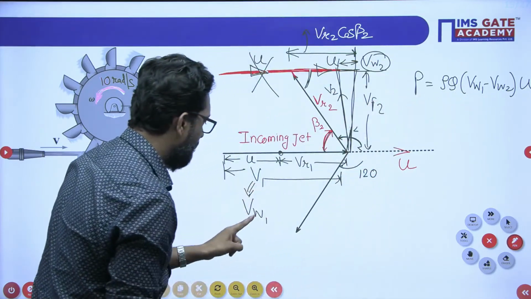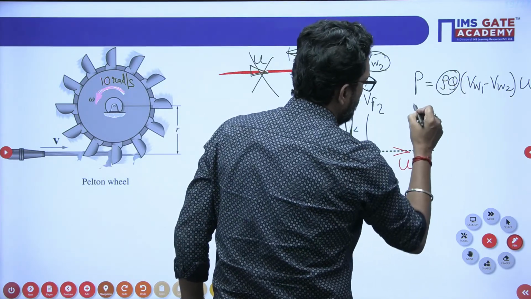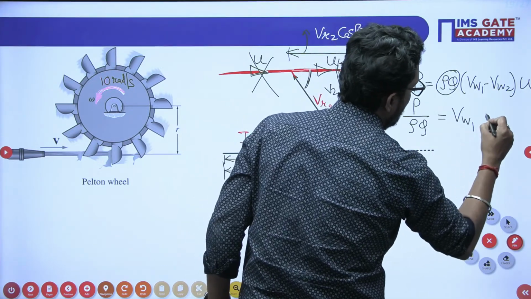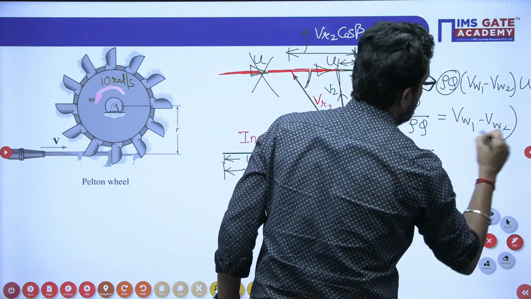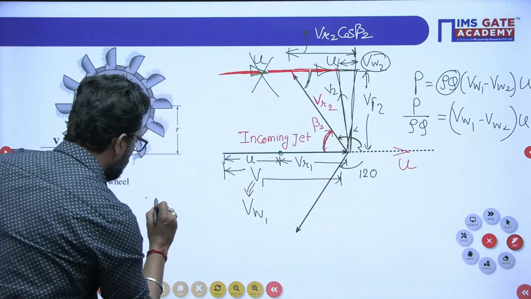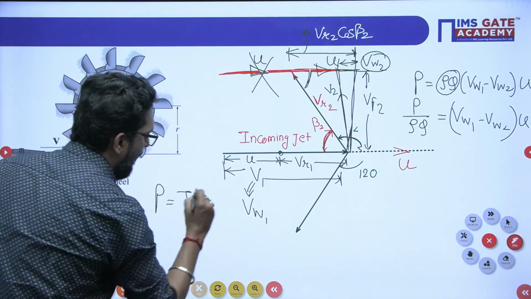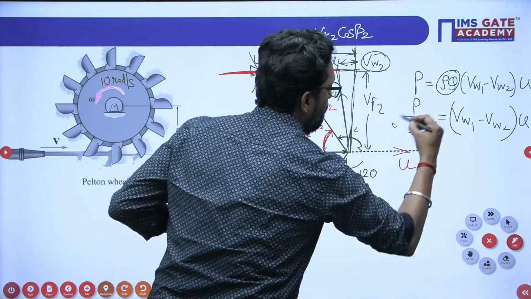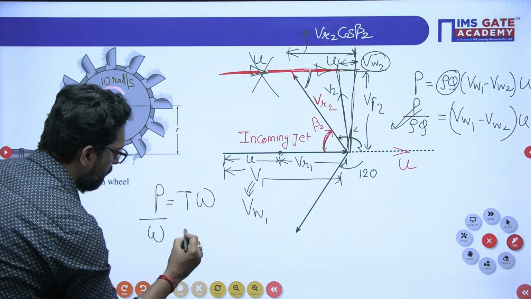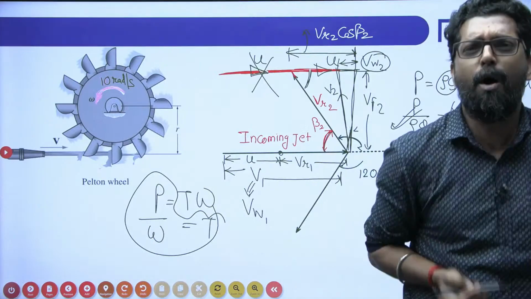What is VW1? V1. Put this value in. This is per unit mass, so power per unit mass is rho Q (VW1 minus VW2) into U. Now, what is the torque? Power is equal to T into omega. So put this power value and divide by omega, and you get the torque. Very easy, no problem.